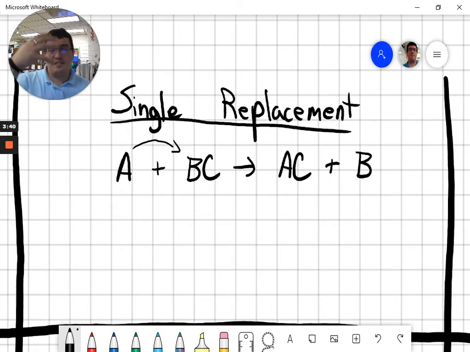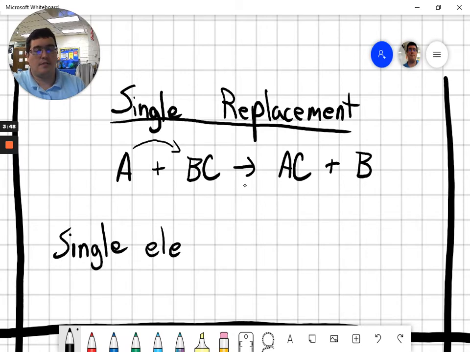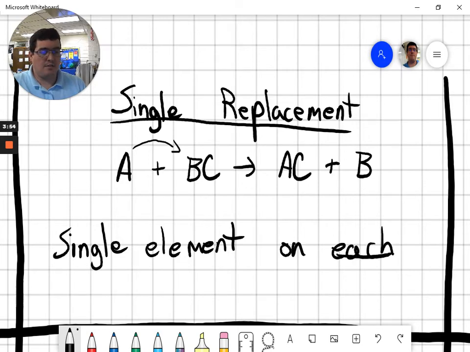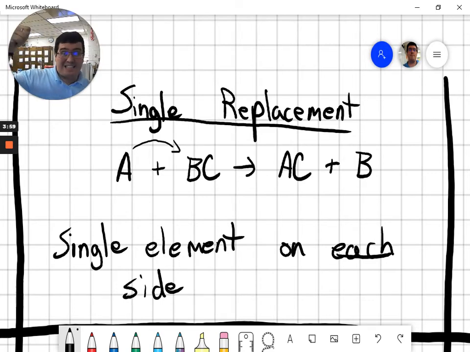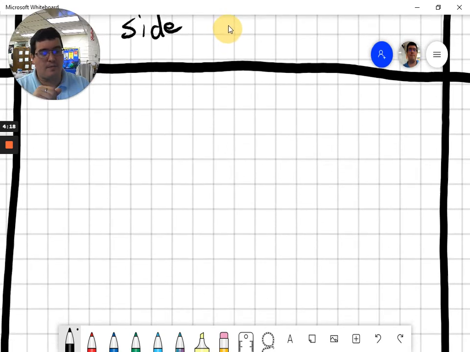So in single replacement reactions, you can always tell what they are because you have a single element on each side. You're going to notice here that when B got kicked out, it didn't go into another compound. It's standing out all by itself. By the way, if you're ever looking these up, you may find some people call this one single displacement or just a displacement reaction. I don't like that. I don't like that at all. I always call them single replacement. And there's a good reason for that coming up later.